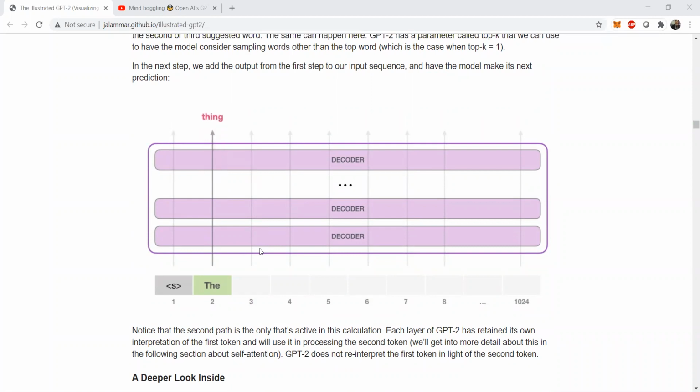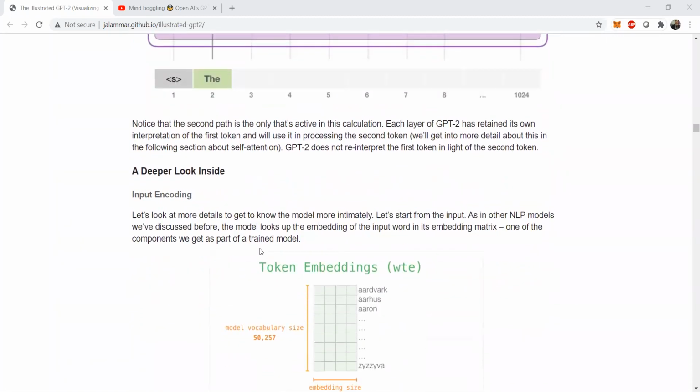So this is how GPT performs. It takes one token at a time and feeds it to the next layer, right? And each layer of GPT-2 has retained its own interpretation of the first token. Why? This is because we are feeding each output token to the next input vector, and we use it multiple times for processing the second token.